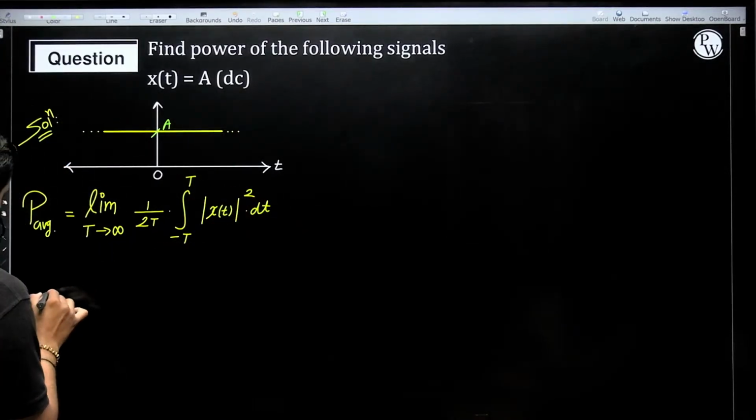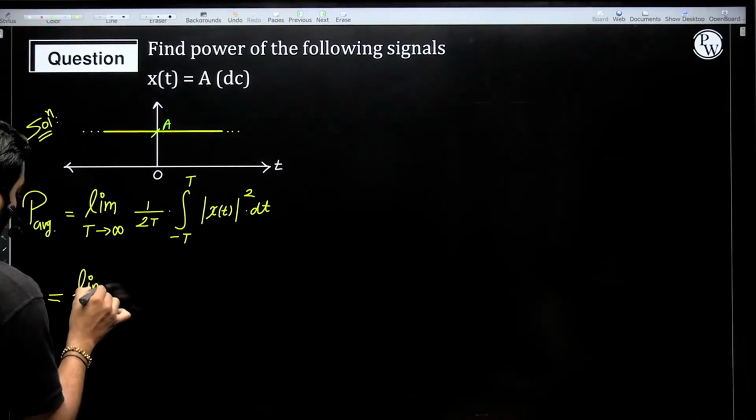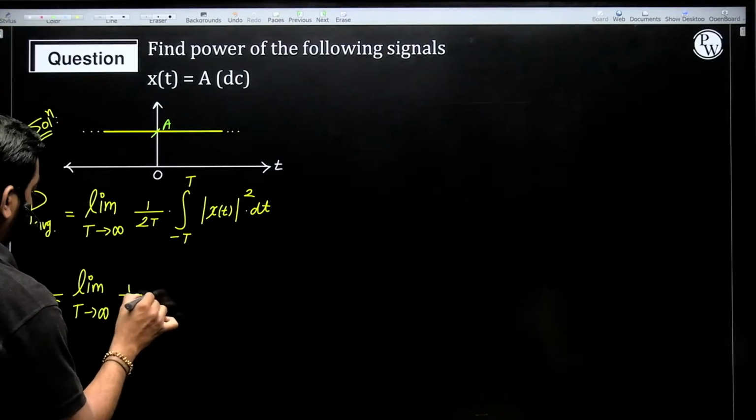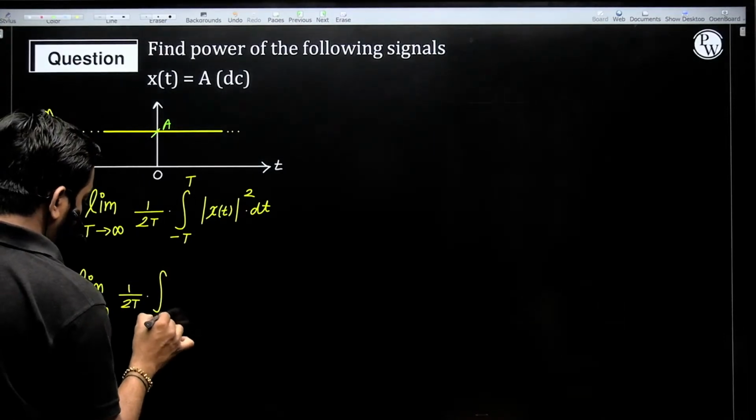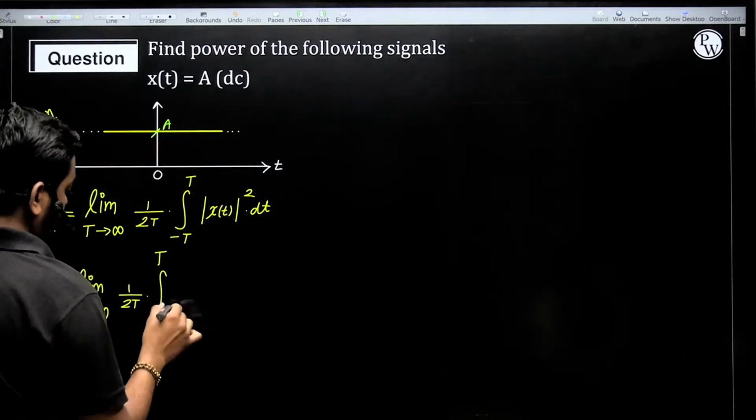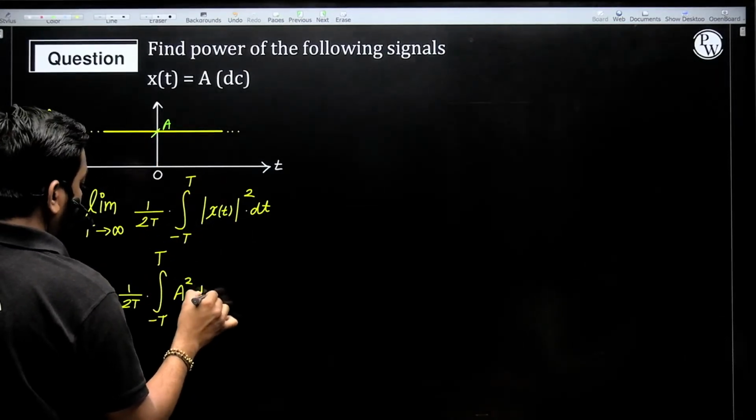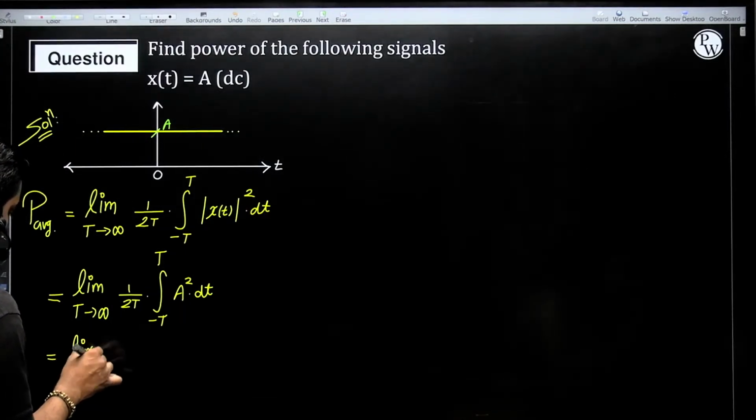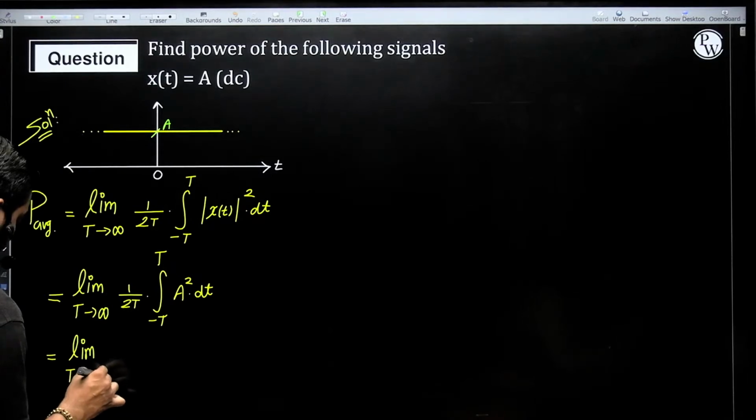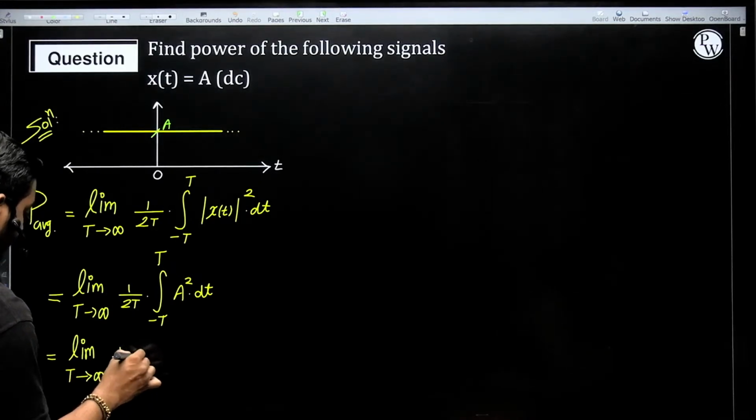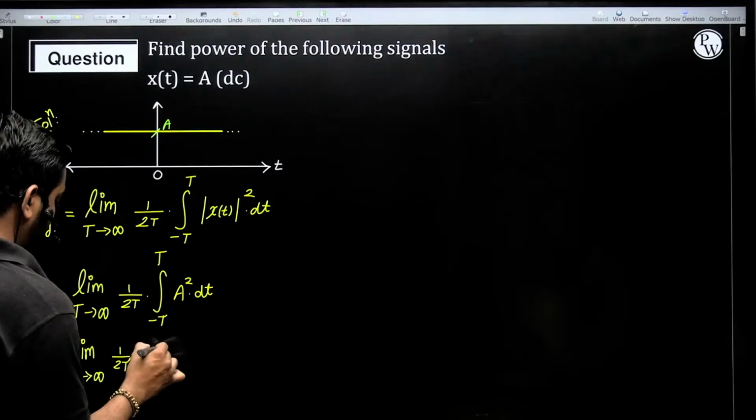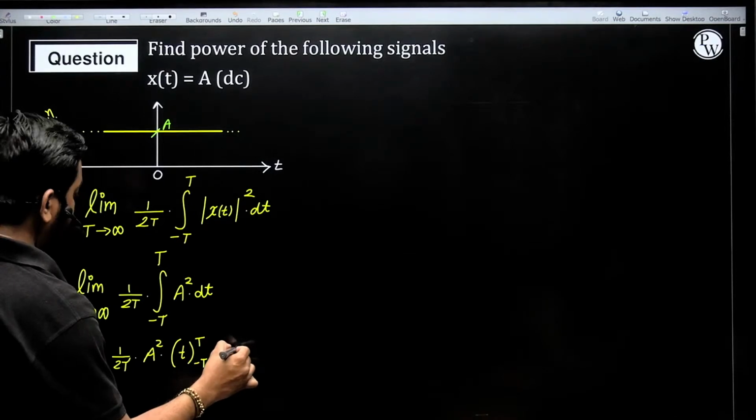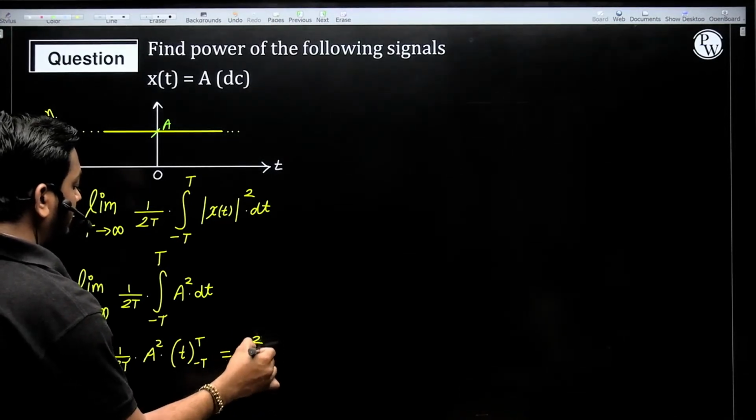Now limit T tends to infinity, 1 upon 2T integration from minus T to T. x of t is nothing but A, so the square is A square dt. It will be limit T tends to infinity 1 by 2T, here A square, and this is from minus T to plus T. So the average power is A square.